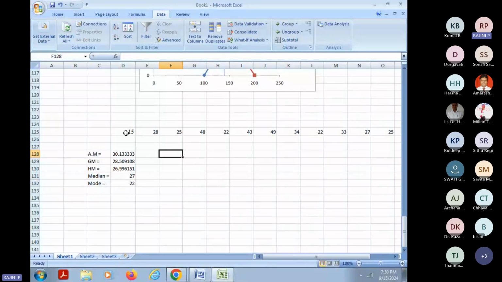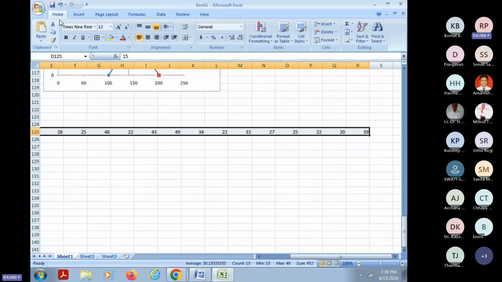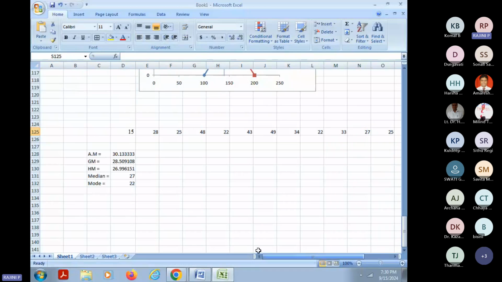Just select the data, click on the home tab. In this one, click on this summation button, and then one drop menu will be coming. Click on this average. So the last value will be showing you the arithmetic mean. So this is another way to find the arithmetic mean.